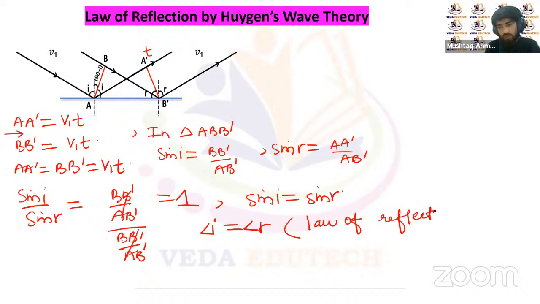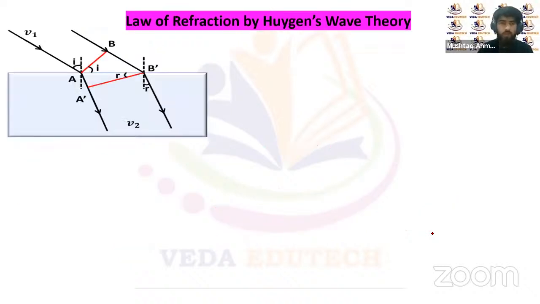So this is the proof of the law of reflection using the Huygens principle, right? According to Huygens principle, we can prove the laws of reflection, where the angle of incidence is always equal to the angle of reflection. Now let's try to prove the law of refraction by Huygens wave theory.